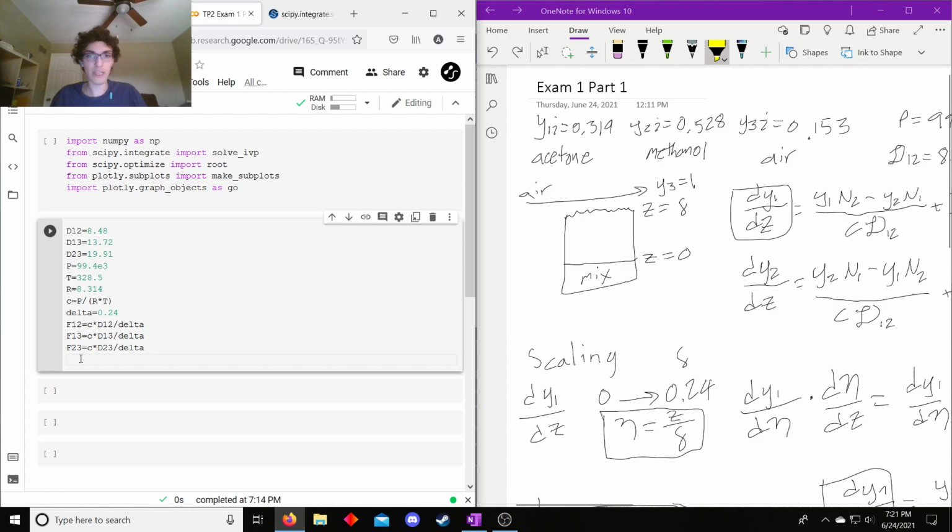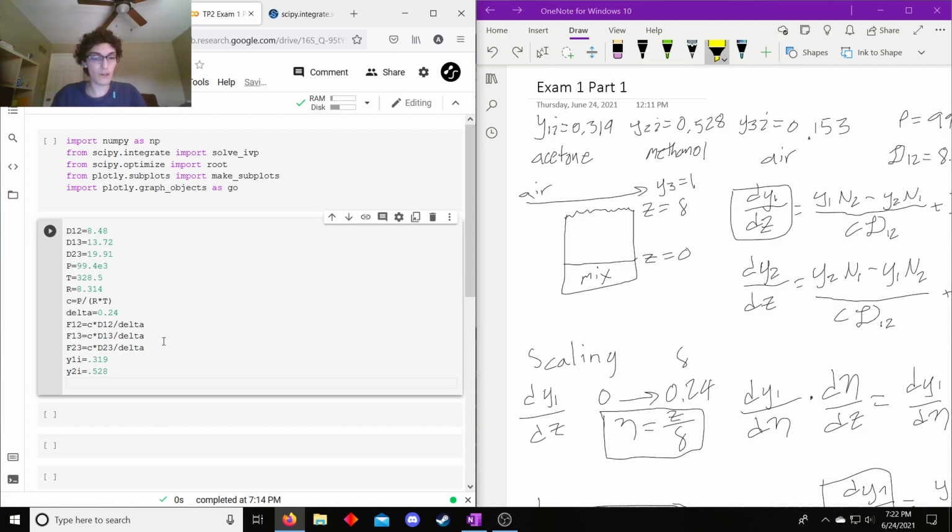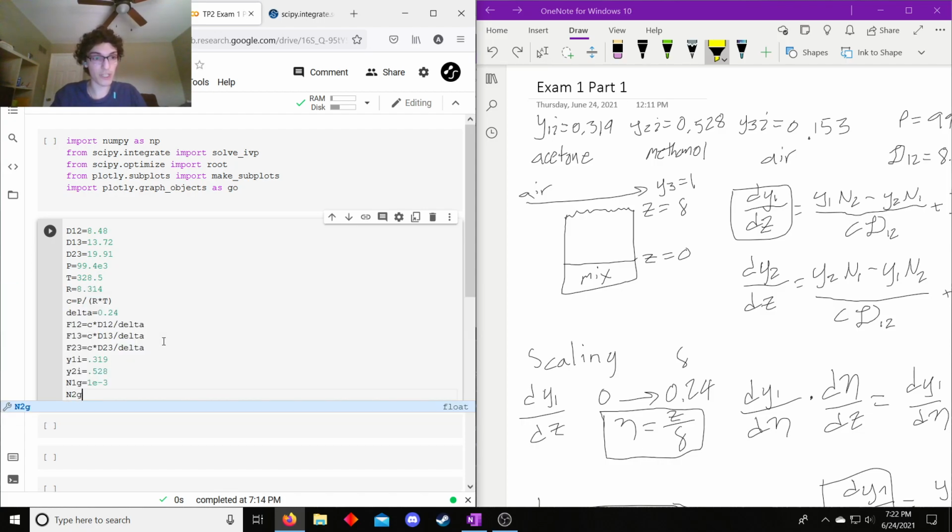So now we're going to put in our initial values for the mole fraction of acetone and methanol. So we'll call this Y1 initial equals 0.319, and we have Y2 initial equals 0.528. And then last but not least, we're going to have our guesses for N1 and N2, molar flux of acetone and methanol, and I'm going to call this N1G for N1 guess. And remember, we said that that's 10 to the negative third. And we have N2G, it's going to be negative 10 to the negative third.